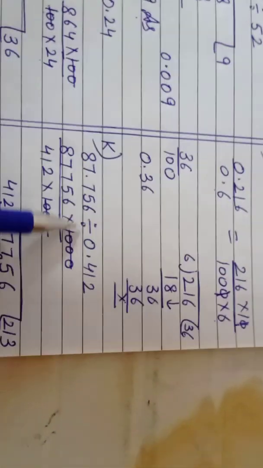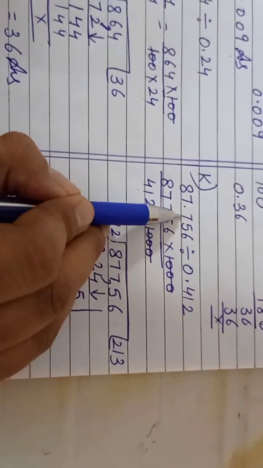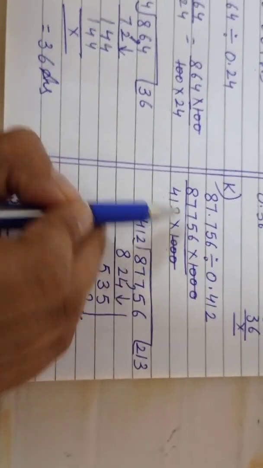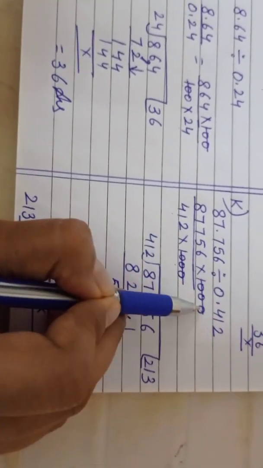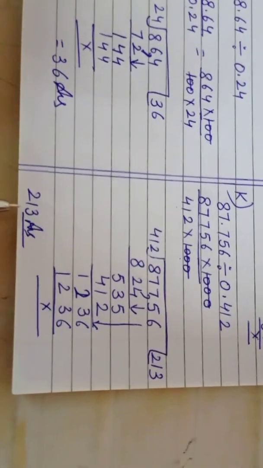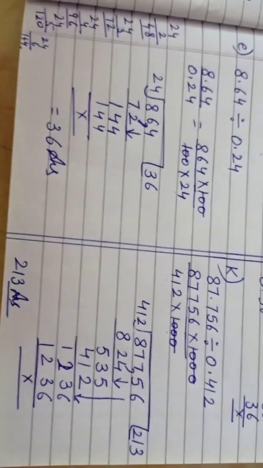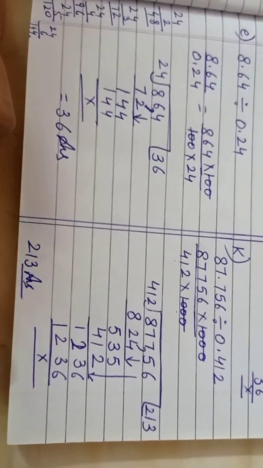K part, this is the value. Clear? This upon 412. Remove this decimal, 1000 will come. Remove this decimal also, 1, 2, 3, 1000 will come up. Both will get cancelled. Divide it with this, you will get 213. Beta, with this, your exercise 5 up to 5.8 exercise is completed.